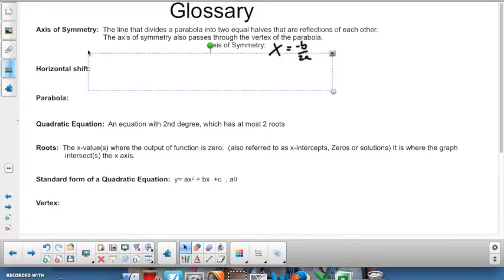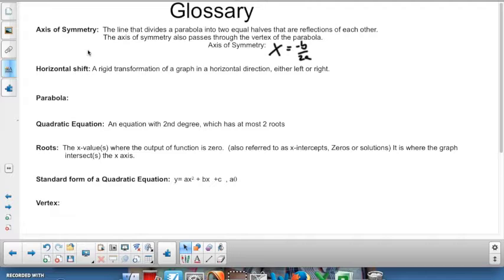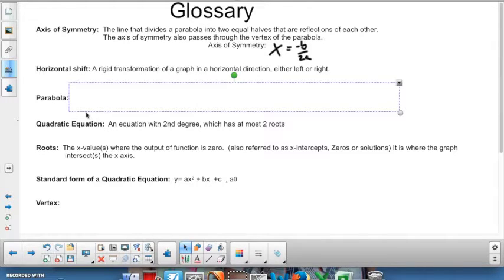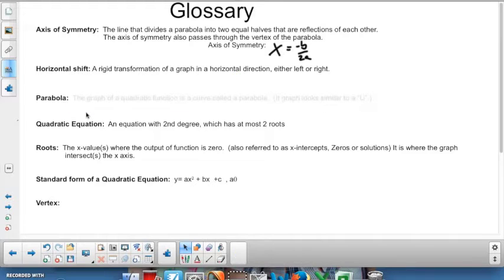The next thing is a horizontal shift, and this is something that we're going to talk about more later in the course, towards the end of the course, but it is a transformation that shifts a parabola or anything either to the right or to the left. Previously, when we defined parabola, we just kind of looked at what the shape is. So I'm going to give you a more formal definition this time, slightly. It is the graph of a quadratic function. It's a curve called a parabola, and it looks similar to a U. And we're going to get really familiar with that soon.